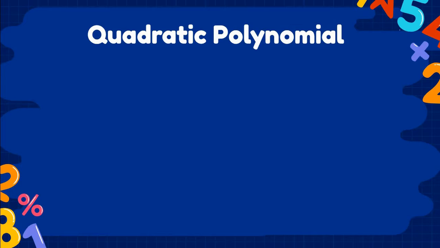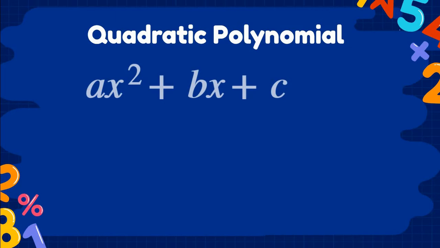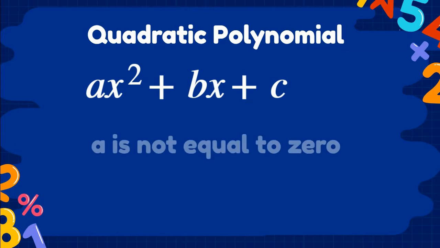So in the previous chapter, we studied different types of polynomials, if you guys remember. One of the types was the quadratic polynomial. Do you guys remember the form of the quadratic polynomial? Oh yeah, the form of a quadratic polynomial is ax square plus bx plus c, and a shouldn't be equal to 0.